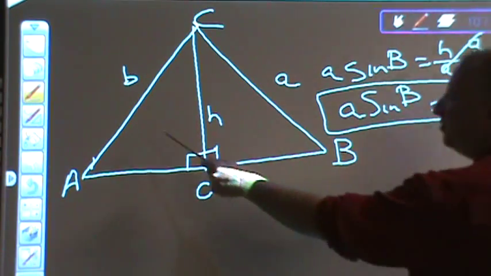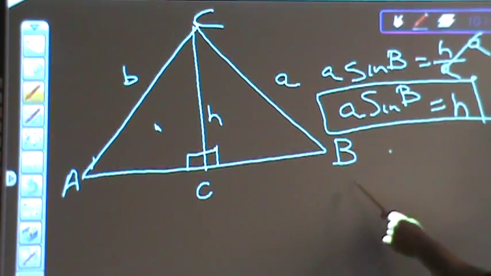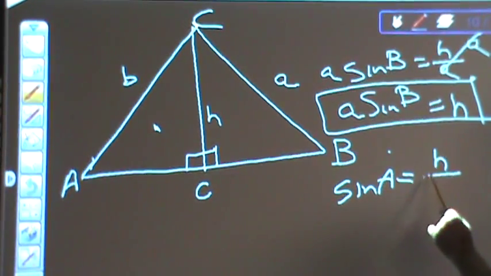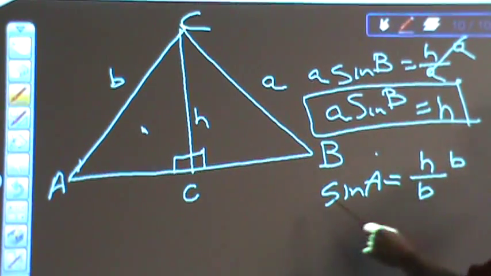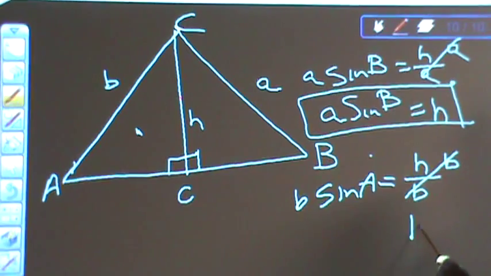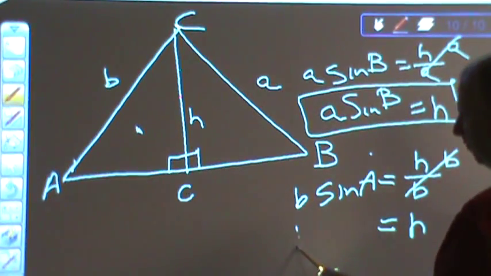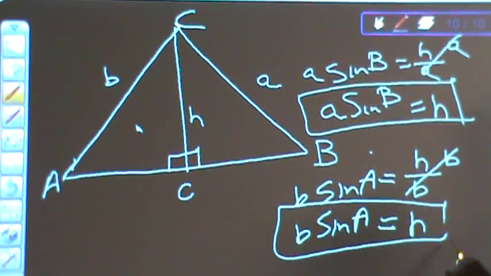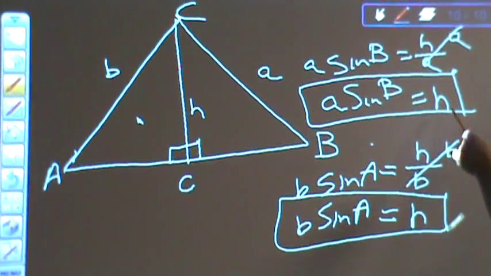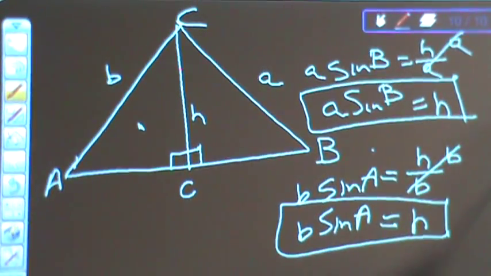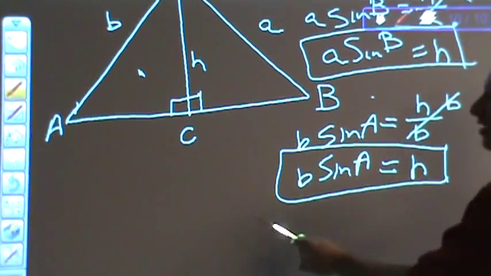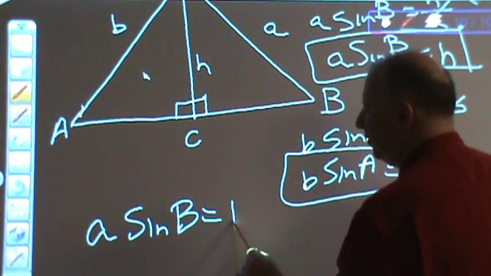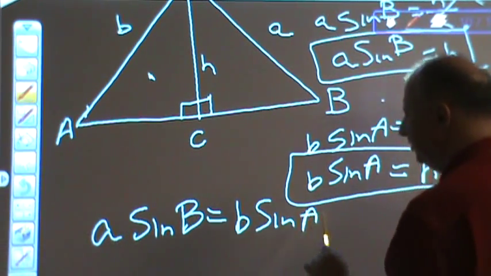Let's do it again with this triangle right here. Sine of A is equal to h over b. If I multiply both sides by b, h is equal to b sine A. Well, let's look at what we have here. If this is h and this is h, then I can say a sine B is equal to b sine A.